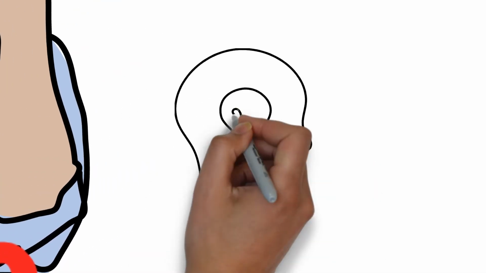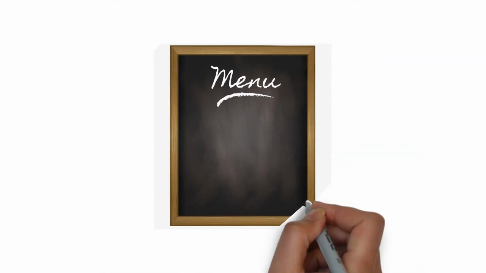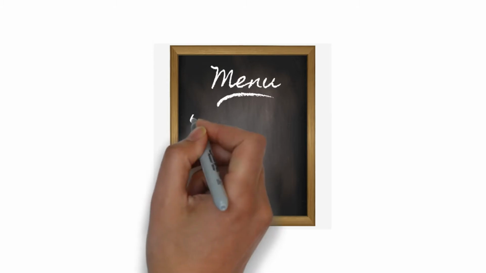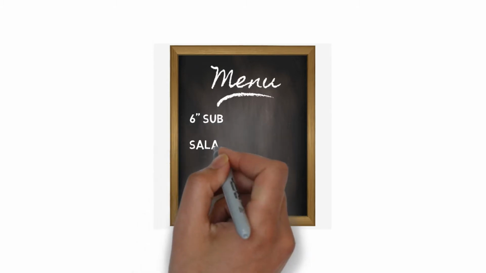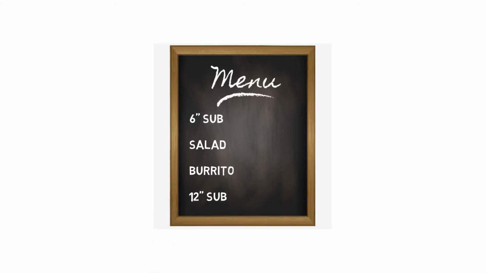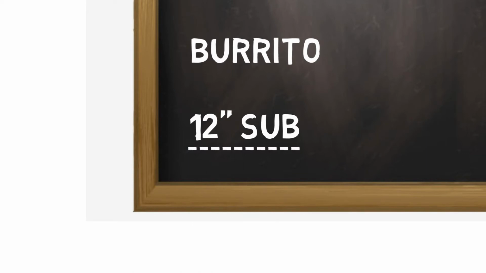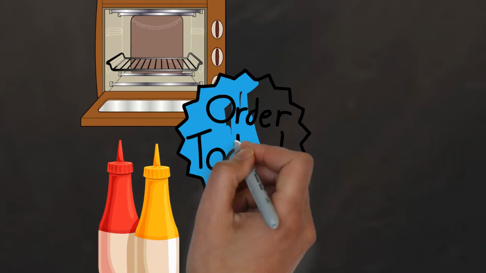Well, let's take a look at what we know about our requirements. First, we have an overarching menu that contains all the items that can be ordered. We just don't know exactly what will be ordered each day or the underlying details of each order. For example, the customer can order a 12-inch sub, but the details such as if the sub will be toasted or not, or if the sub will contain mustard or ketchup, is not known until the order is placed.